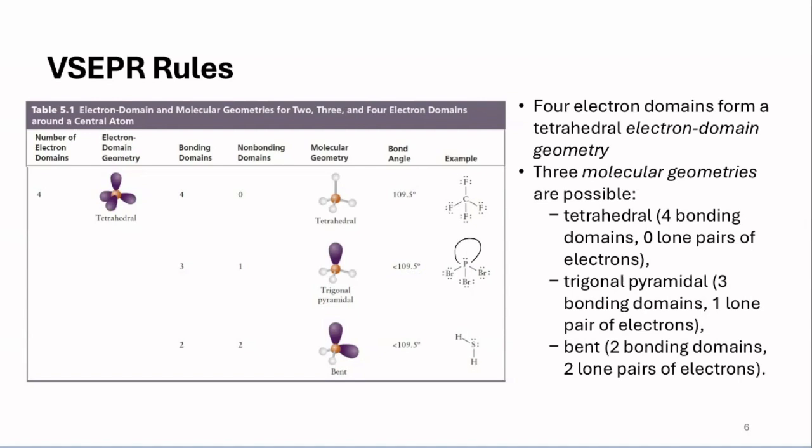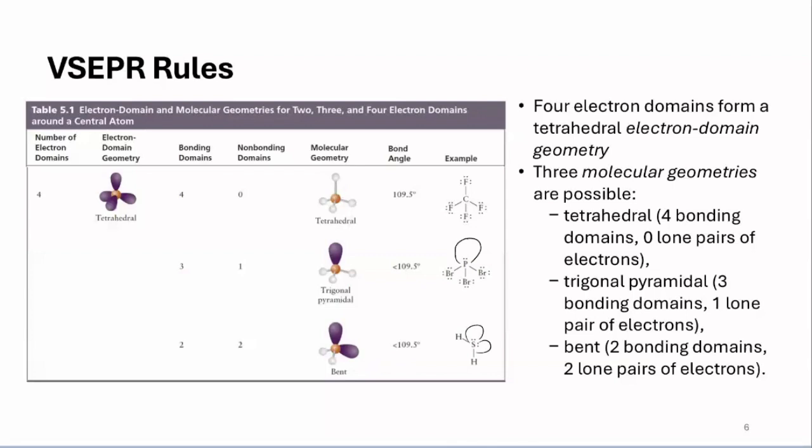Lastly, for a molecule that has 4 electron domains, but around the central atom we have 2 bonded atoms and 2 lone pairs, the molecular geometry is called bent. And the bond angle is also going to be less than 109.5 degrees, because now we have 2 electron clouds that are going to reduce the angle between the atoms.